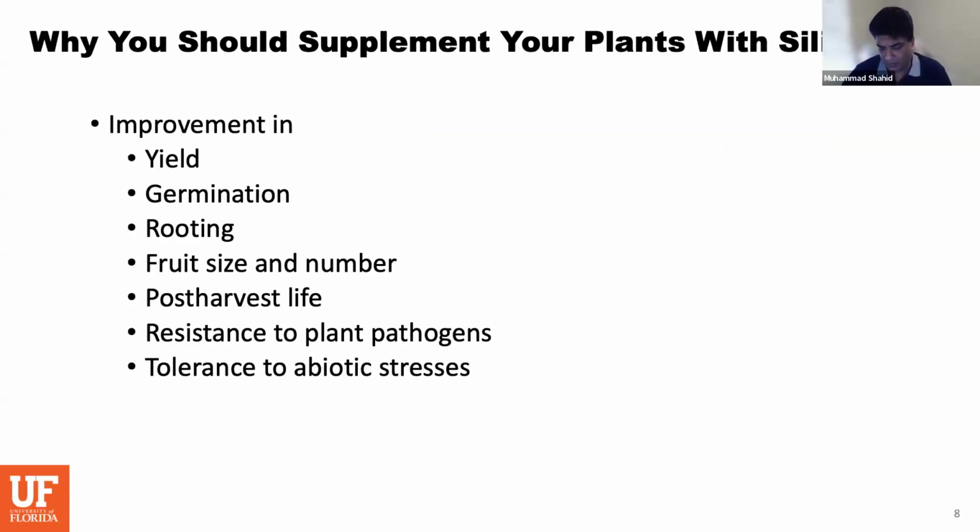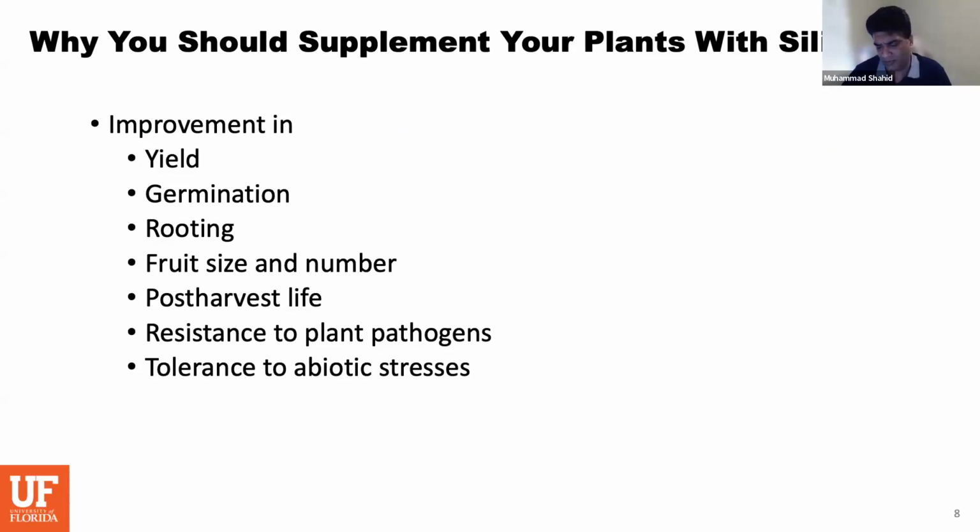What's the need? What benefit will you receive? It is a really multi-dimensional element. If you add it to your nutrition program, regardless of whether you are growing vegetables, fruits, or ornamentals, it will help to improve your yield. It will strengthen the root architecture. You will have a strong and better root system, better fruit size, and improved post-harvest life.